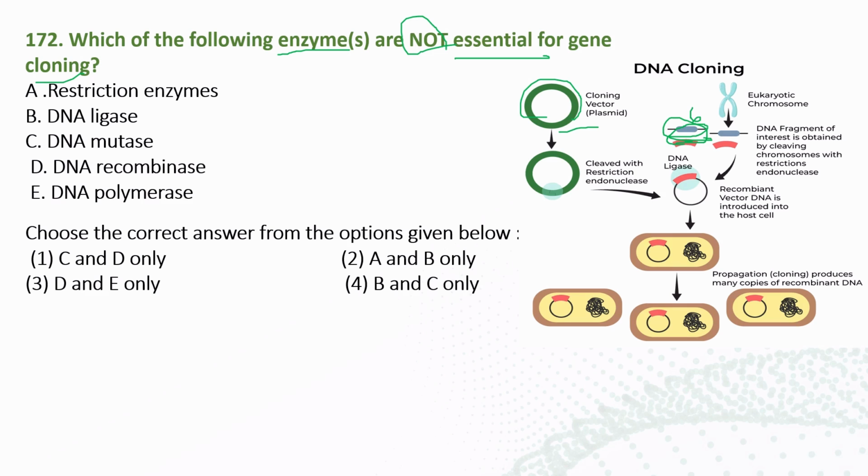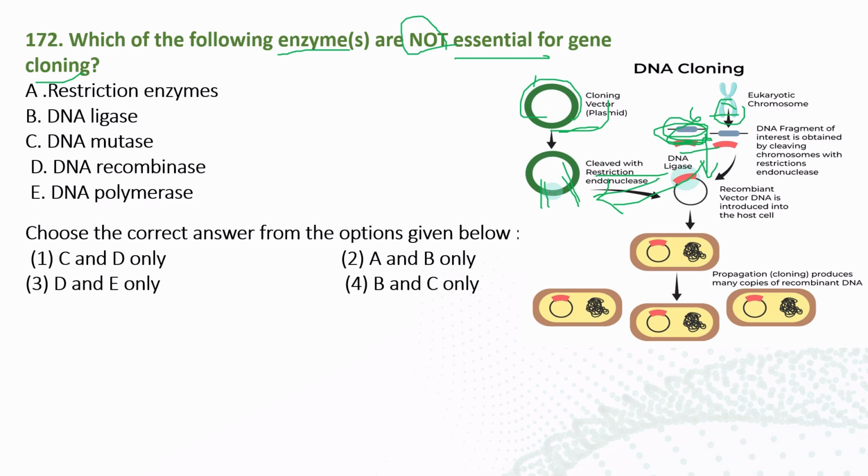So they take that eye color coding DNA, and in the first step they take the cloning vector or the plasmid, and they cut that vector at a specific site so that they can insert the new DNA. This cutting is done with the help of restriction endonucleases, we know that. Along with that, the restriction endonucleases also play the main role in cutting the desired DNA from the eukaryotic or prokaryotic chromosome.